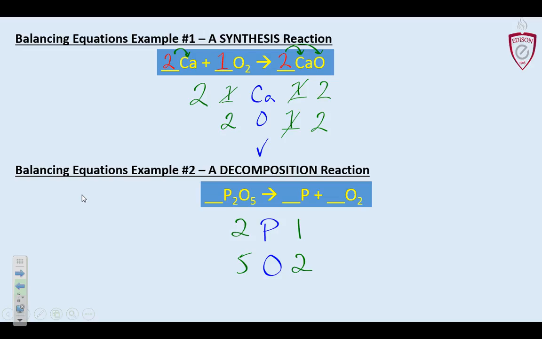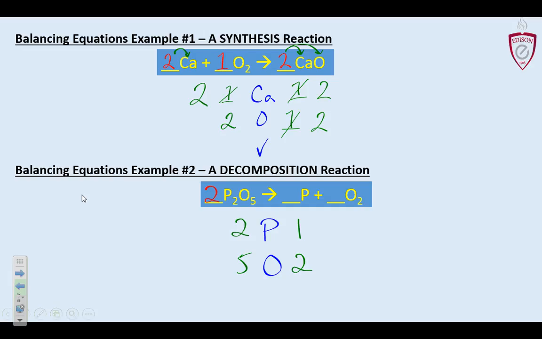So I'm going to tackle the oxygen first. I've got to come up with a way with 2 and 5 to get a lowest common multiple, the smallest number that they're both multiples of. It's going to be 10. 5 and 2 is 10. So on the left-hand side, I'm going to multiply this 5 by a 2 to get to 10 oxygens.